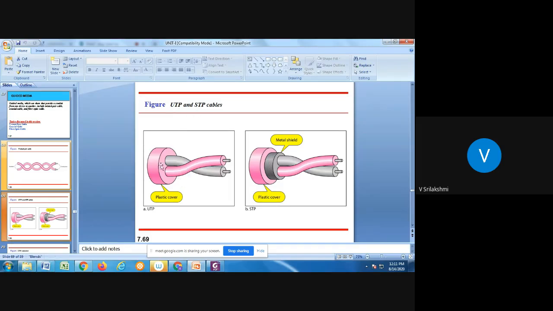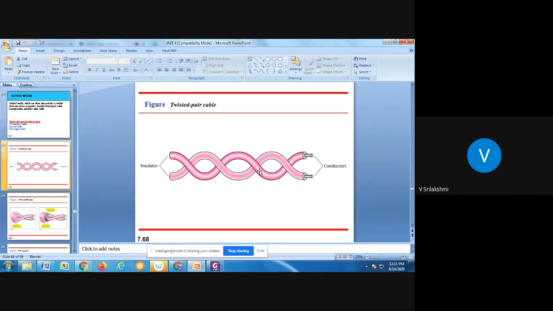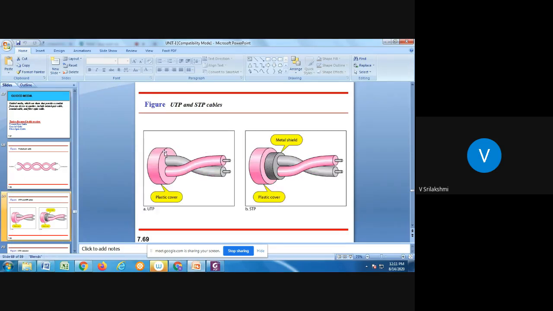So coming to the UTP, this is the diagram of UTP. See here, you have a twisted pair cable, covered again with a plastic cover. Normally, all of us have seen this in the previous diagram. This is your twisted pair. The outer part is nothing but your insulator, which may be plastic, and internally you have copper wires. Again, when coming to the UTP, that insulator is covered with a plastic cover to give more protection to the cable.